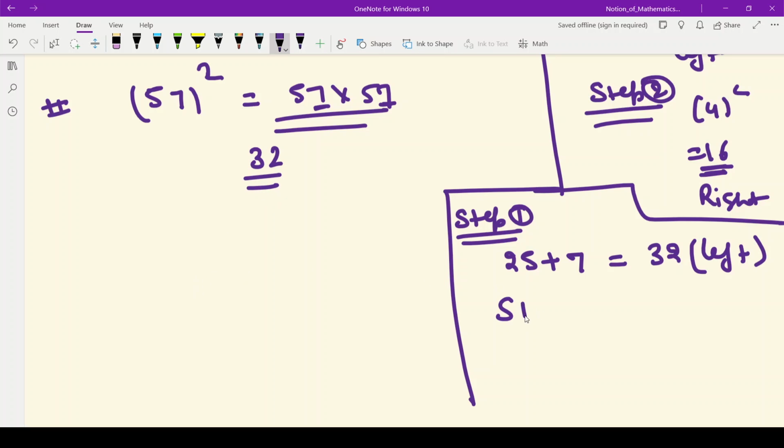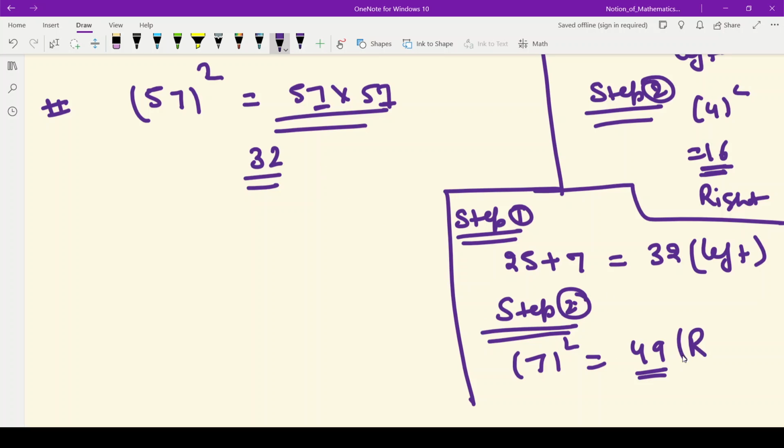And then what is step number 2? Step number 2 is just square the 7, so that is 49. It is automatically a 2-digit number, and that number we will write as the right part of the answer, that is 49. Our final answer is 3249.